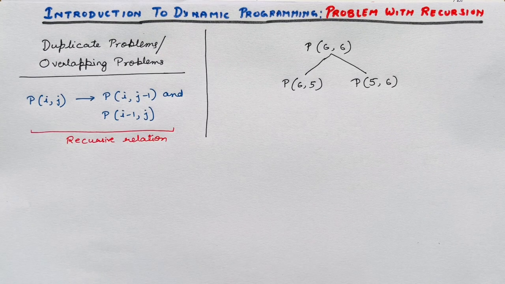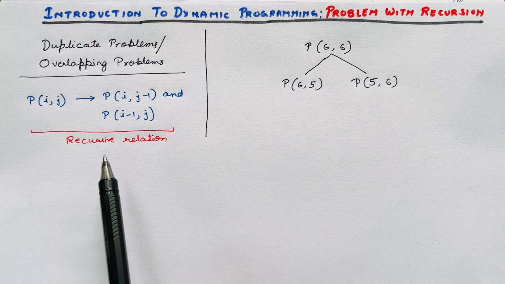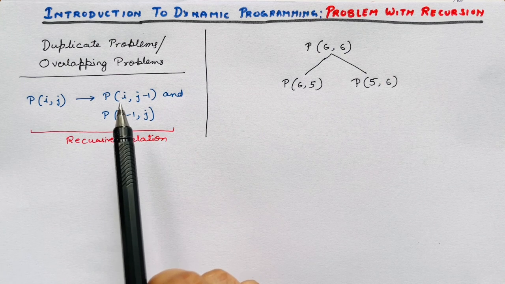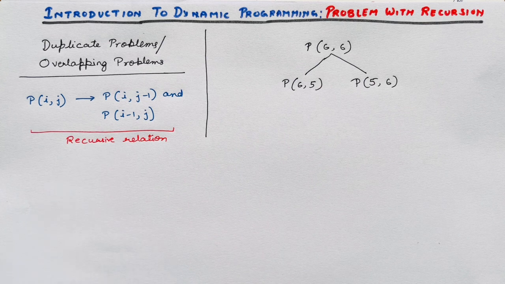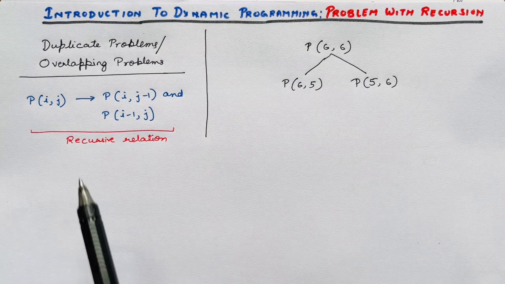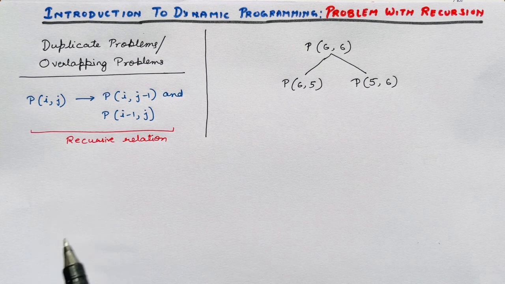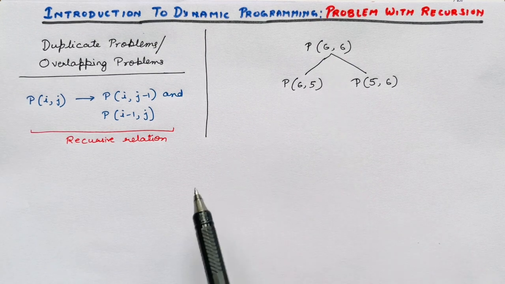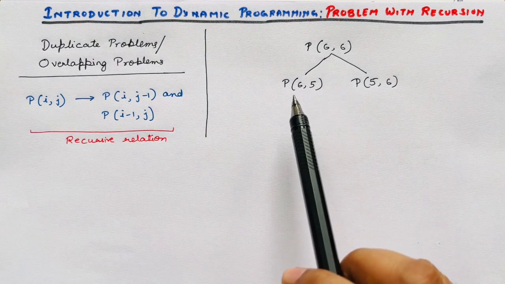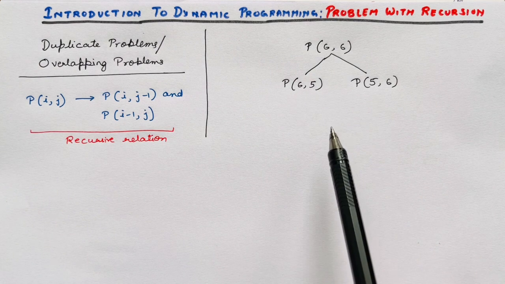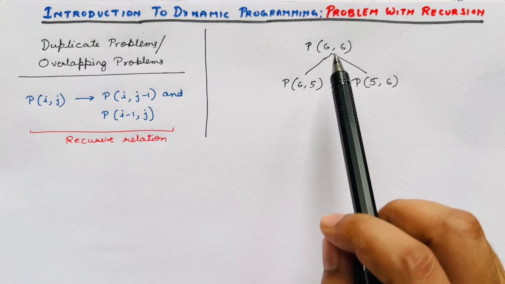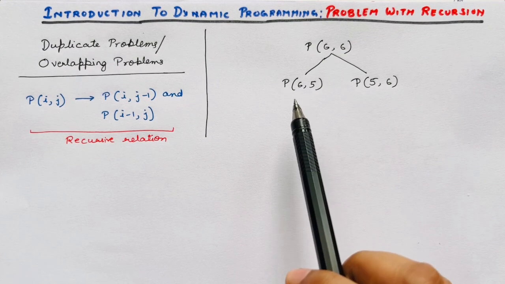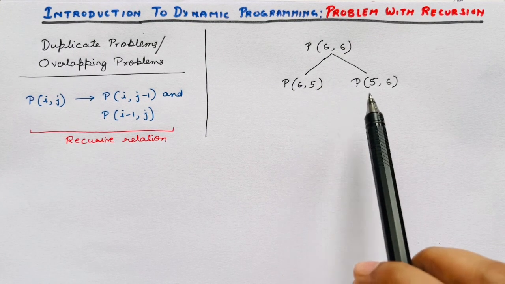Consider a recursion problem P that takes as input two variables i and j. Now let's say in the recursive relation it is dependent on P(i, j-1) and P(i-1, j). Now if we try to draw out the recursive tree for this, let's say we started with P(6,6) just for the sake of an example. Then it will be dependent on what? P(6,5) and P(5,6). So a recursive call using this input would result in two calls with these two inputs.